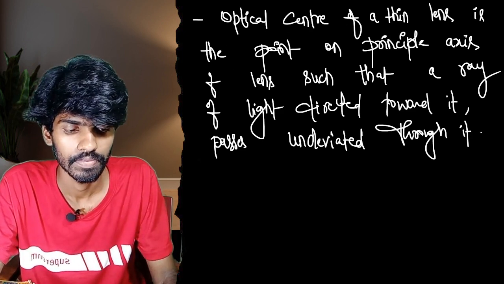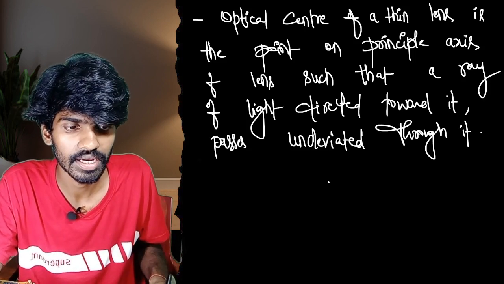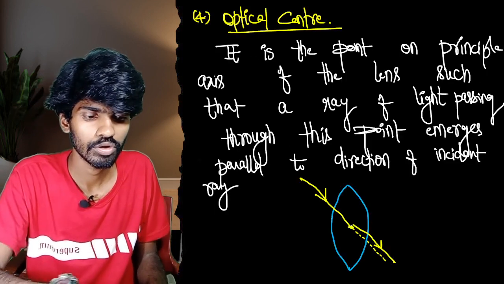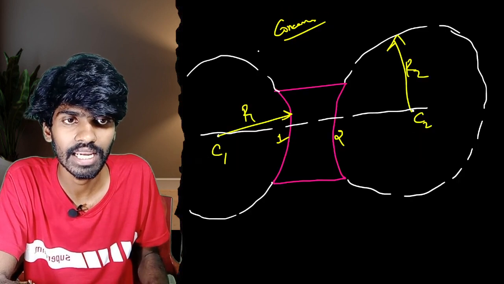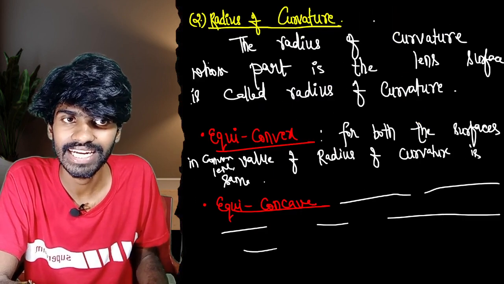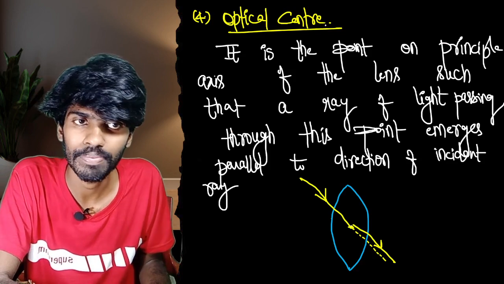Okay, so this is optical center. A few things we have discussed till now: center of curvature, radius of curvature, principal axis, and optical center.